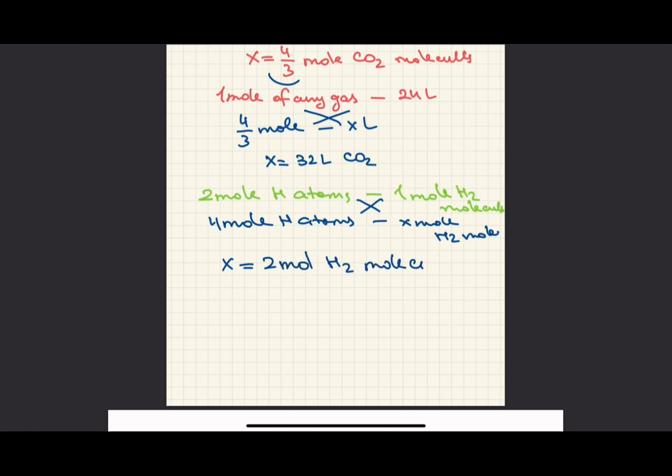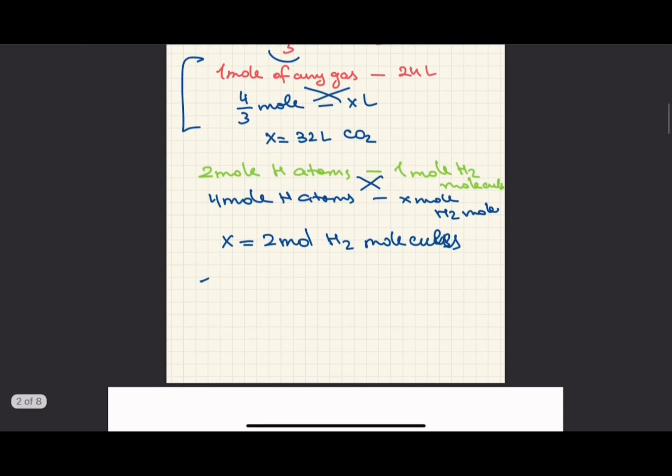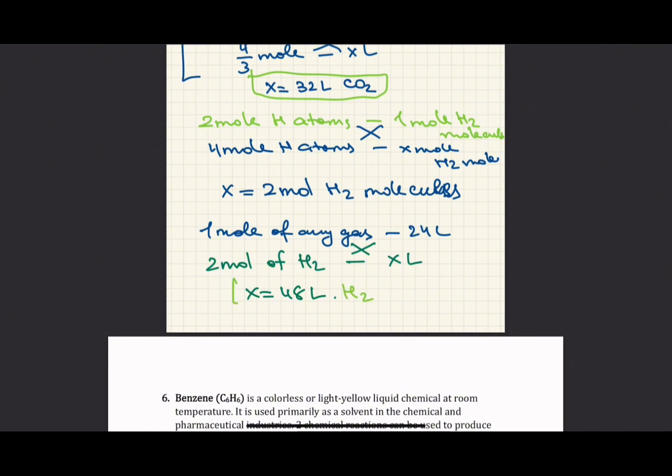Again, we're going to convert it to liters, which is the same thing as we did here. We know that 1 mole of any gas is 24 liters at room temperature, and we have 2 moles of H2. It is X liters. We do cross multiplication, and we get X to be 48 liters. As you see here, we got CO2 less than H2. That's why we can compare their volumes in this fashion.